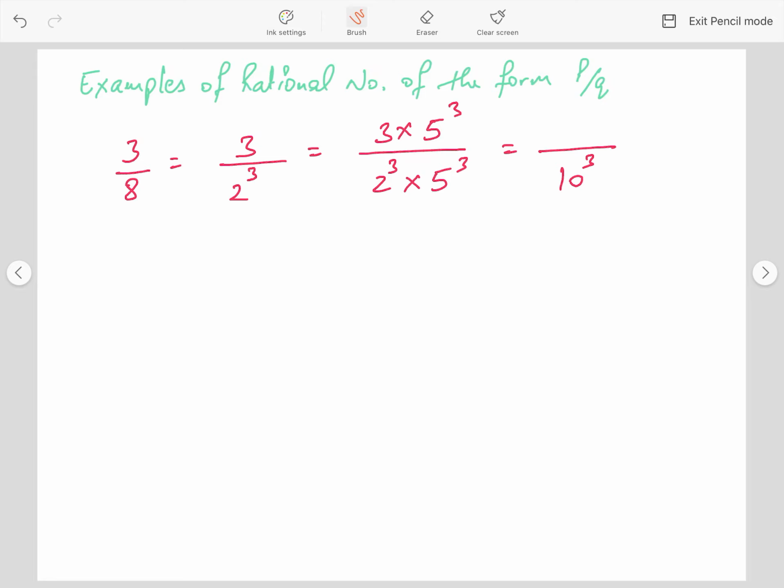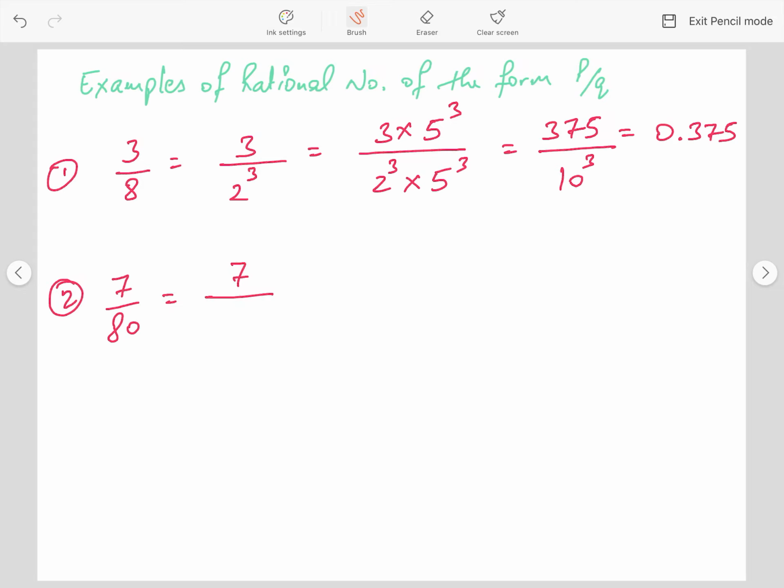So we will be getting, after multiplication, 125 into 3, that will be 375, and in the decimal expansion we can write 0.375. Take one more example, that is 7 by 80.